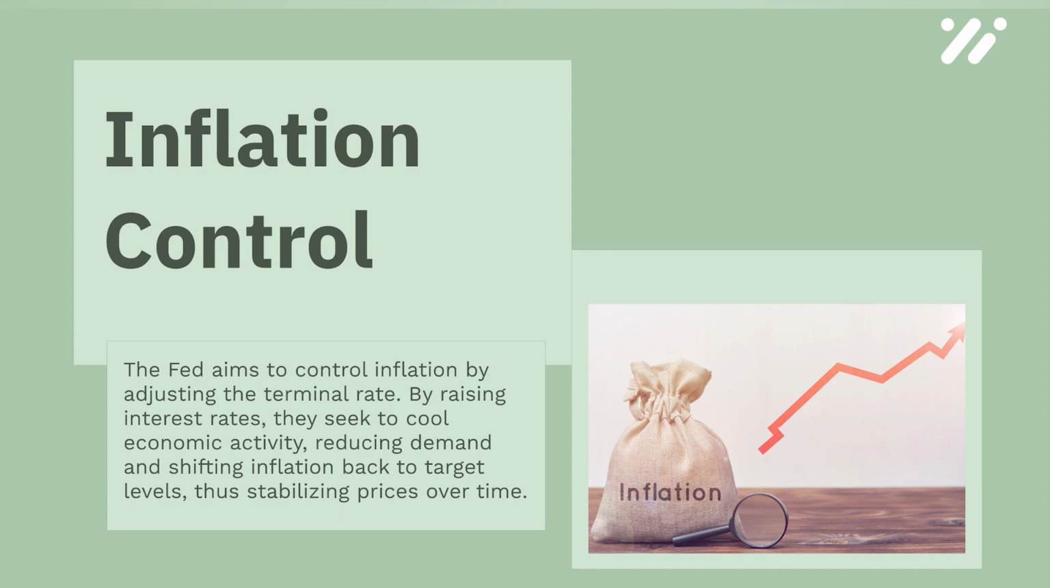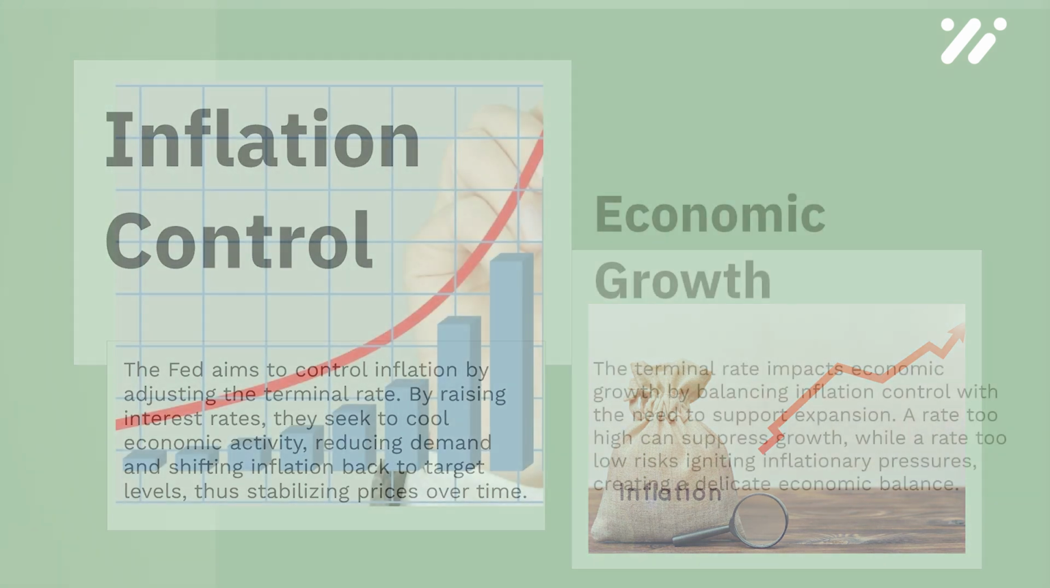Inflation control. The primary goal of the Fed is to maintain price stability. By raising interest rates, the Fed aims to cool down the economy, reduce demand, and ultimately bring inflation back to its target level. The terminal rate signifies the point where the Fed believes it has achieved this goal.